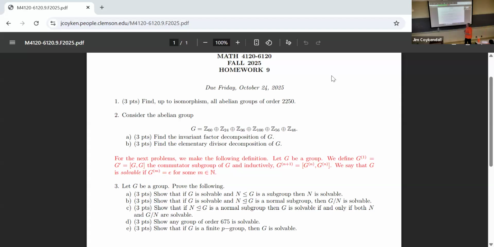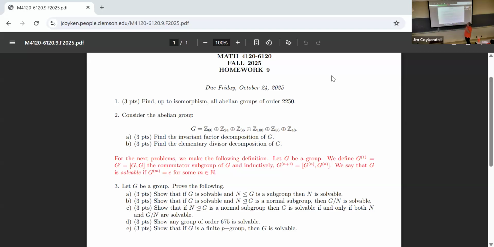Number two, consider the abelian group G, which is Z60 direct sum Z24 direct sum Z36 direct sum Z100 direct sum Z56 direct sum Z48. So it is the direct product of the cyclic groups of order 60, 24, 36, 100, 56, 48. Find the invariant factor decomposition of G, and then find the elementary divisor decomposition. I haven't told you what this is, but this will be part of the fundamental theorem of finitely generated abelian groups. For the next problem, we make the following definition.